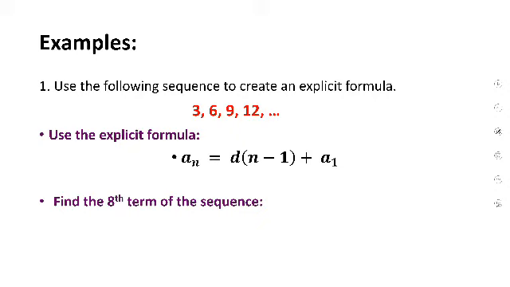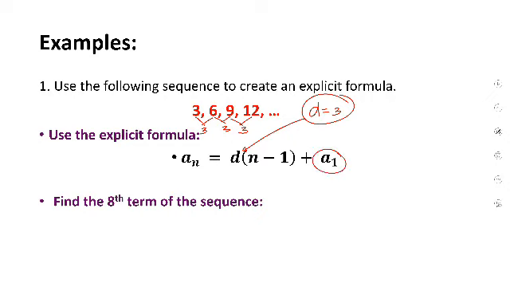So first, of course, we need to find the common difference. Looking for the common difference here, when we subtract two consecutive numbers, 6 minus 3 is 3, 9 minus 6 is 3, 12 minus 9 is also 3. And so therefore, the common difference is 3. Okay? So we will plug in this d, which is equal to 3, to the letter d, which is the common difference in the explicit formula.